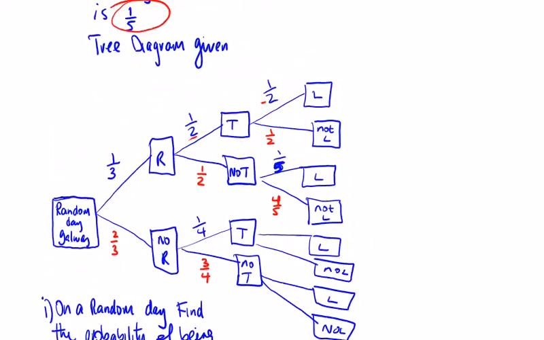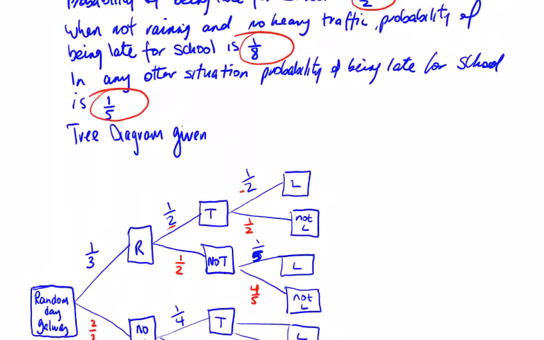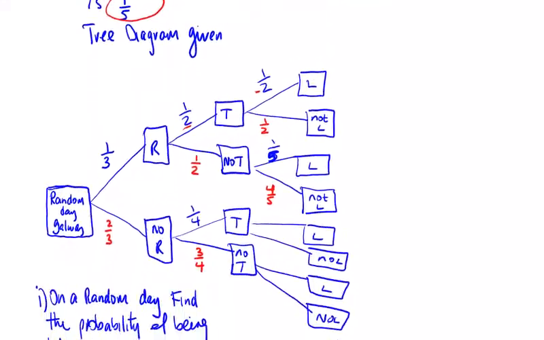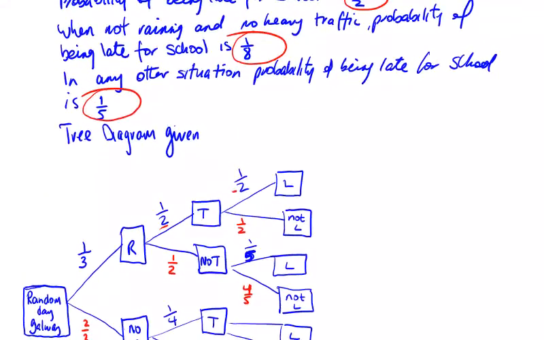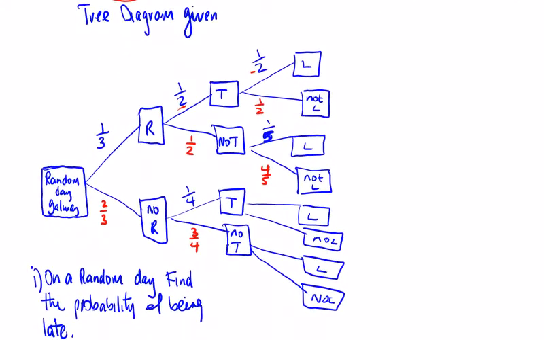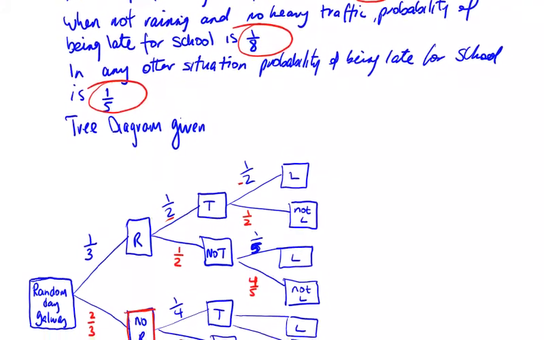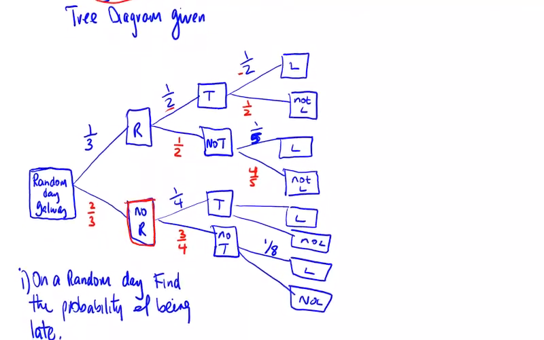So I've left out a couple of things here. What else did they give us? They gave us when not raining and no heavy traffic, the probability of being late. So not raining, no heavy traffic. I'll do it in blue because it was given to us. Not raining, no heavy traffic is 1 over 8. And I think it tells in all other cases, the probability for being late for school is 1 over 5.